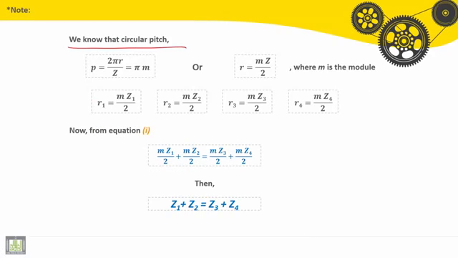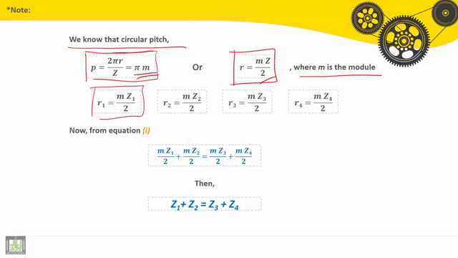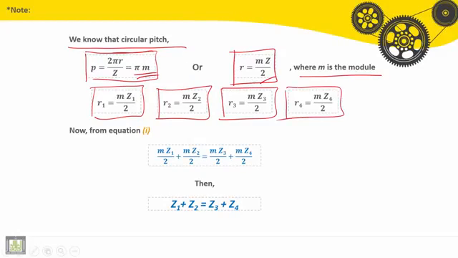We know that the circular pitch P is equal to pi R into Z. It is equal to pi M. Then R will be equal to M Z over 2, where M is the module. For each gear, we can find R1 is M Z1 over 2, R2, and similarly R3 and R4.